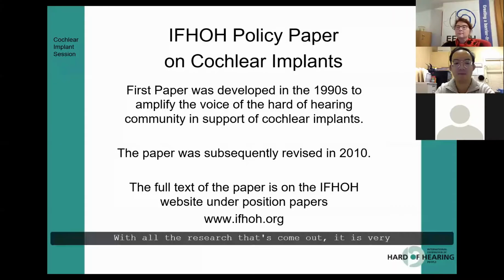With all the research that has come out, it is very clear that cochlear implants benefit many people, and that is less questioned today than it used to be. We revised our paper in 2010, and the paper is on the IFHOH website at www.ifhoh.org. Next slide, please.